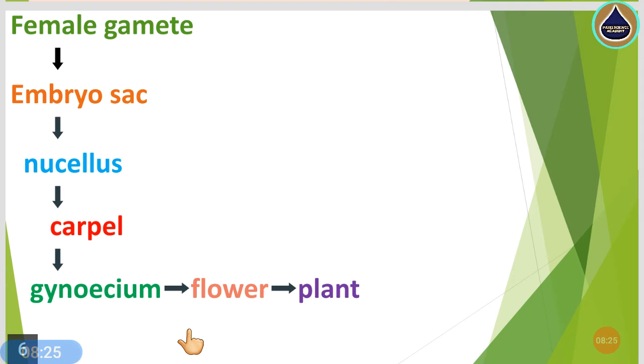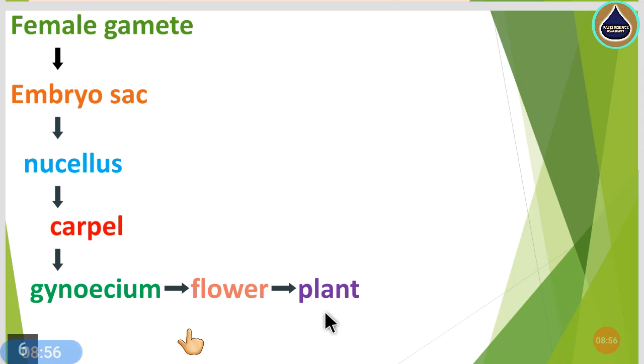Now we'll go for the female gamete and how it is formed and where the location of this female gamete is. The female gamete is formed in the embryo sac, and the embryo sac is found in the nucellus, and the nucellus is part of the carpel, and the carpel is the single unit or single member of the gynoecium. Gynoecium is the female reproductive whorl of the flower, and the flower is part of the plant.